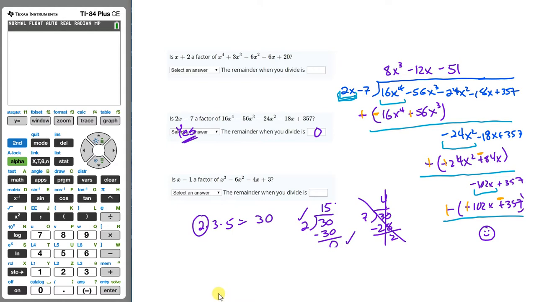By the way, how would I continue this problem? To continue this problem, I already know that I can rewrite this. I'm going a little bit beyond the problem here, but I know I can rewrite this polynomial right here as 2x take away 7 times this quotient, times 8x cubed minus 12x minus, whoops, that's 12, minus 51.